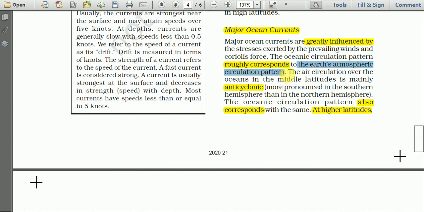The air circulation over the oceans in the middle latitudes is mainly anticyclonic. That is more pronounced in the southern hemisphere than in the northern hemisphere. Anticyclonic means the circulation pattern is clockwise in the northern hemisphere and anti-clockwise in the southern hemisphere.